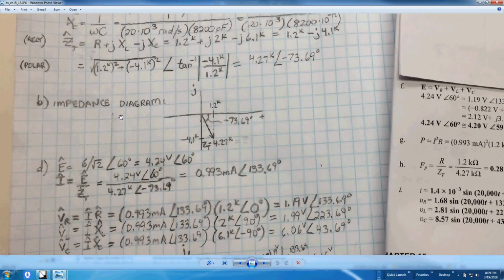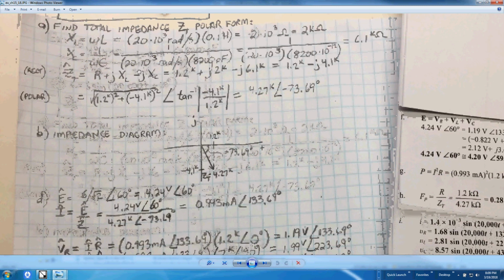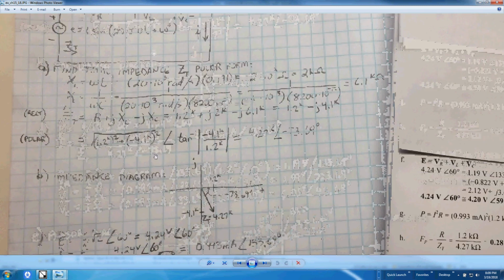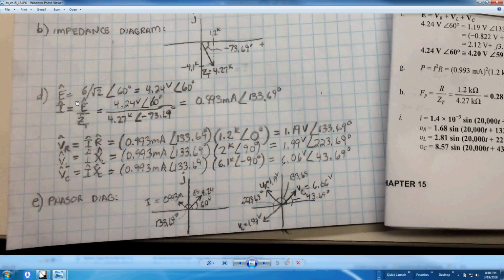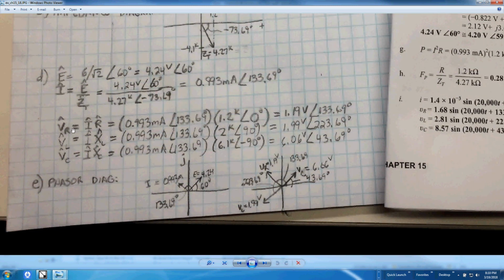You take E, the magnitude, divided by the square root of 2, with the angle 60, and that gives you 4.224 angle 60, and then I equals E over Z. Divide these two numbers, 60 minus a minus 73.19. Since this is a K in the denominator, it ends up being 0.993 milliamps with an angle of 133.69.